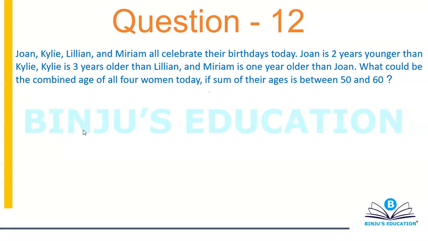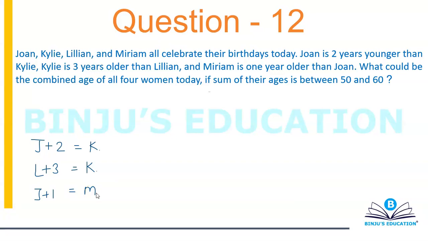So Joanne, Kyle, Lillian, and Miriam all celebrate their birthday today. Joanne is 2 years younger than Kyle. So I can say that Joanne plus 2 is equal to Kyle. Kyle is 3 years older than Lillian. So L plus 3 is also equal to K. And Miriam is 1 year older than Joanne. So I can say that Joanne plus 1 is also equal to Miriam, which is M.